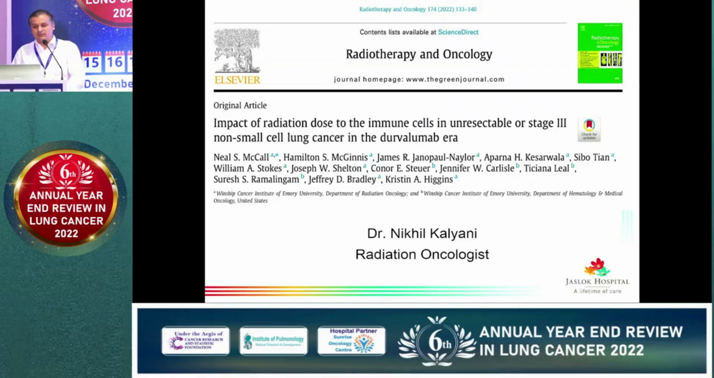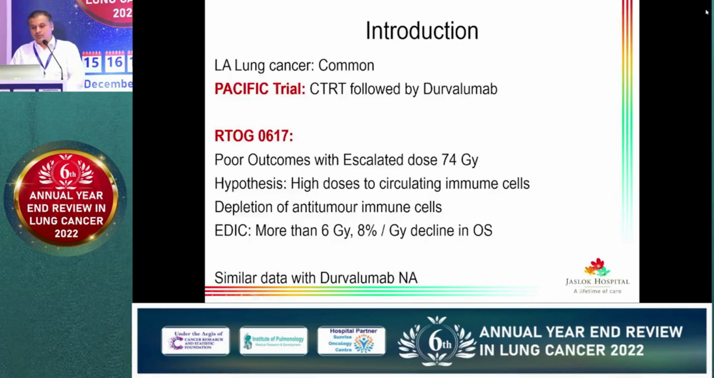In the next 5 to 7 minutes, I will be discussing a paper published in the Green Journal, on the impact of radiation dose to the immune cells in unresectable stage 3 non-small cell lung cancers in the durvalumab era. Locally advanced lung cancer is the commonest presentation of lung cancer. The PACIFIC trial has shown that the addition of 1 year of durvalumab to CTRT as a consolidation improves the outcomes, and it is a new standard of care.